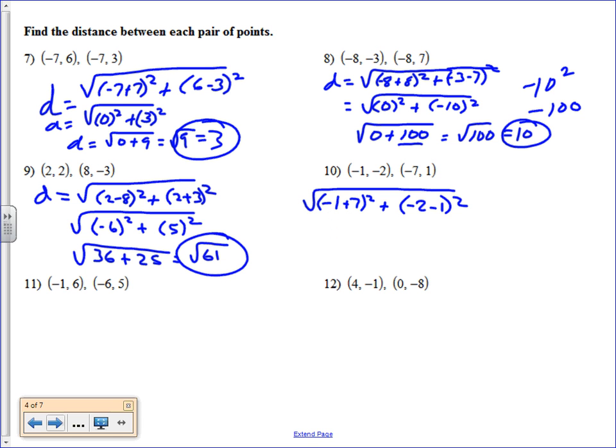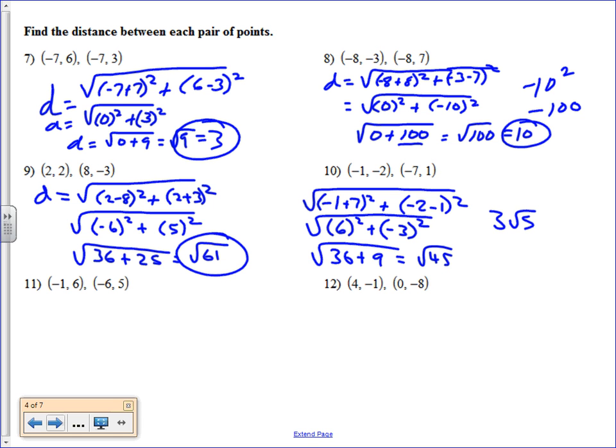I should write this the way I said to do it. This is 6 squared plus negative 3 squared. So that's 36 plus 9 gives me square root of 45. The answer is 3 on the square root of 5. The answer here is the square root of 26, and the answer over here is the square root of 65. Right, good?